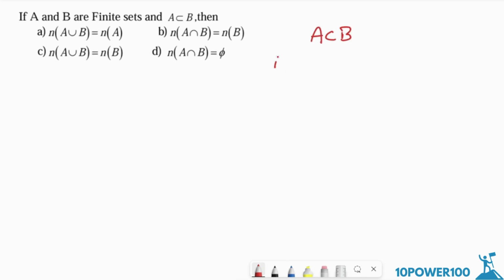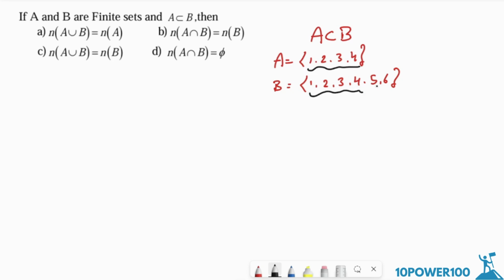That means now if I take A is equal to {1, 2, 3, 4}, and set B is equal to {1, 2, 3, 4, 5, 6}. Now, if you see, the elements of A are already there in B with some extra elements. So this is the meaning of subset. A is part of B, but B is the bigger set. That is the meaning.